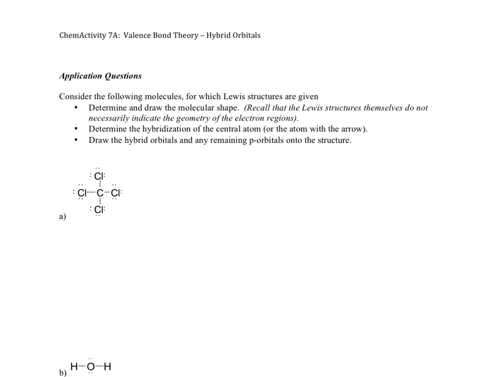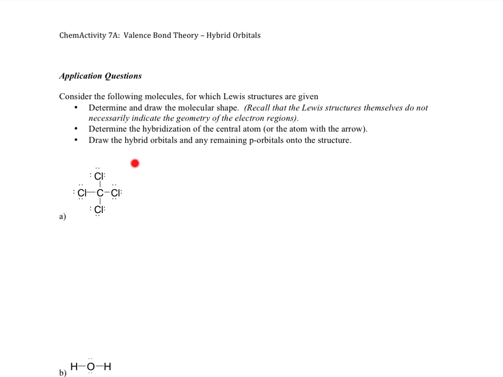As we saw in class this week, Chapter 7 is about bonding theories. And we started with valence bond theory, and in particular looking at how valence bond theory describes how a central atom forms hybrid orbitals in order to accommodate the bonding that it wants to be able to do, as well as to be able to accommodate lone pairs. Let's look at a few of the application questions from Activity 7A.